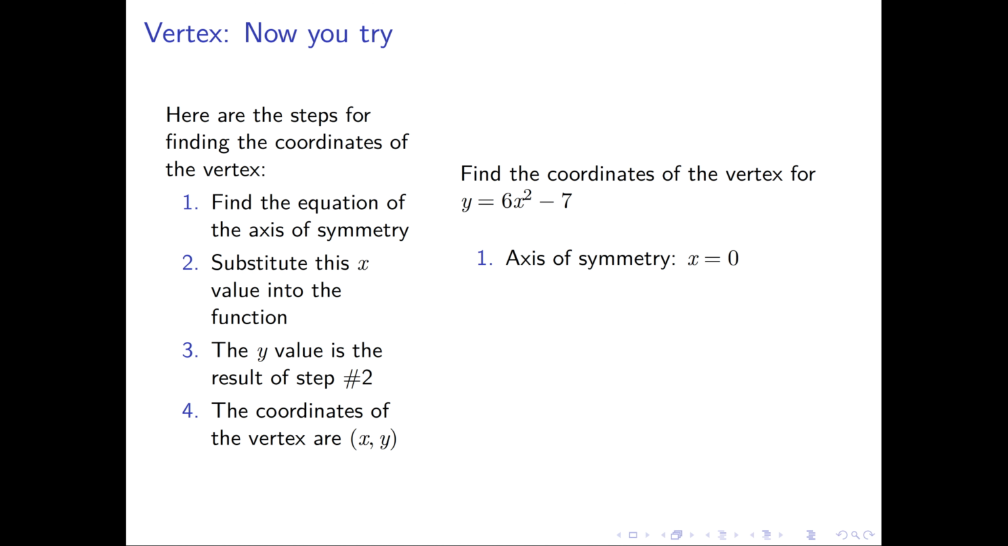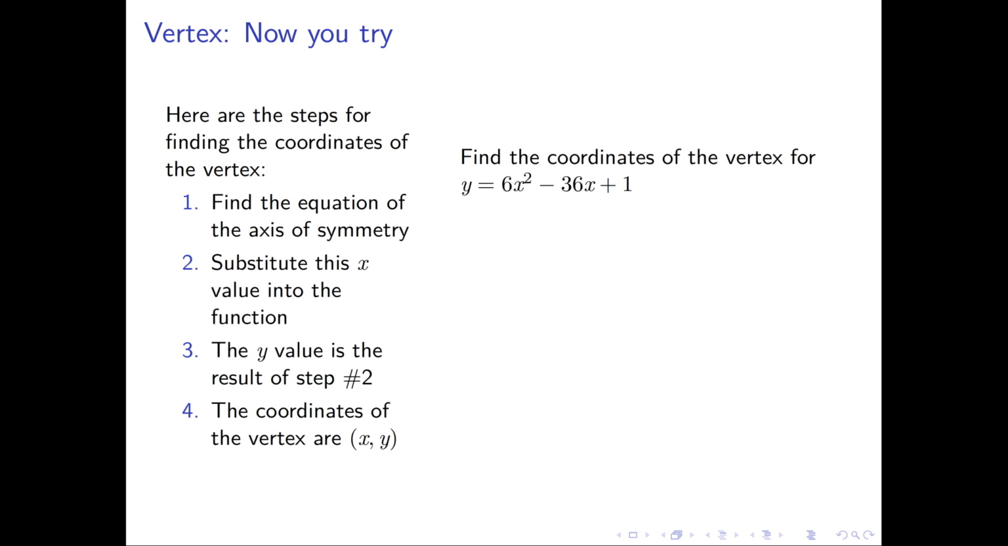Okay, so the axis of symmetry was x = 0. We substitute 0 for x and evaluate the function. And we find that y = -7. So the coordinates of the vertex are (0, -7).